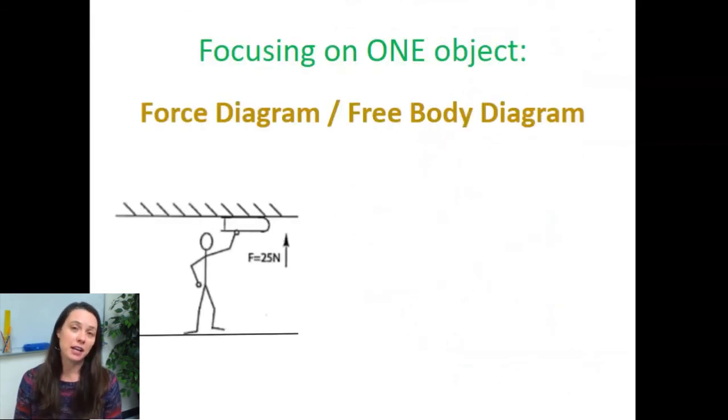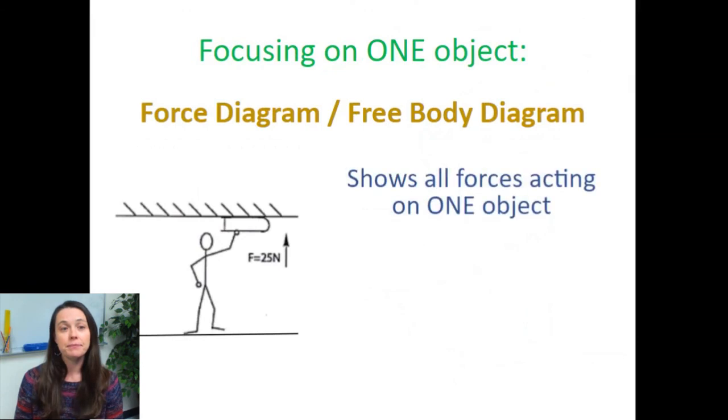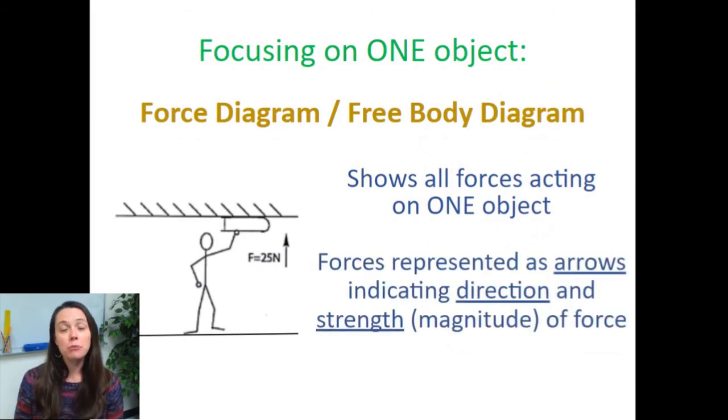Sometimes, as we analyze phenomena, we will want to focus on one object instead of the system as a whole. In this case, we will draw what we call a free body diagram or a force diagram. This diagram will show all of the forces acting on one particular object and represent the forces as arrows. The arrows will point in the direction the force is pulling or pushing on our object, and the length of the arrow represents the magnitude or the strength of the force.